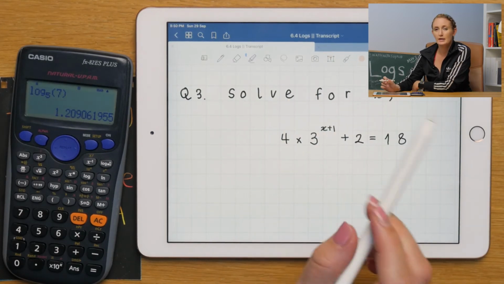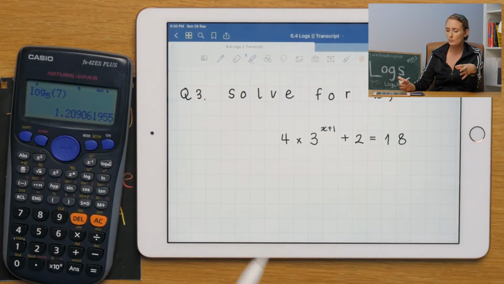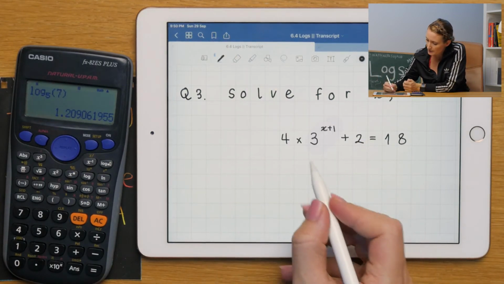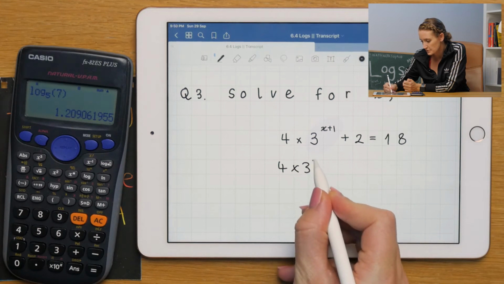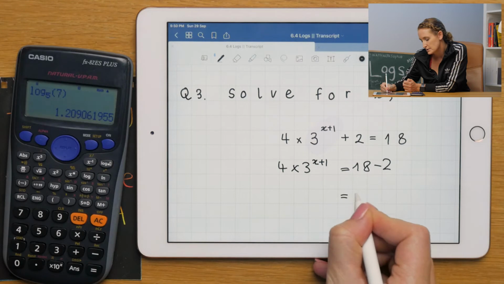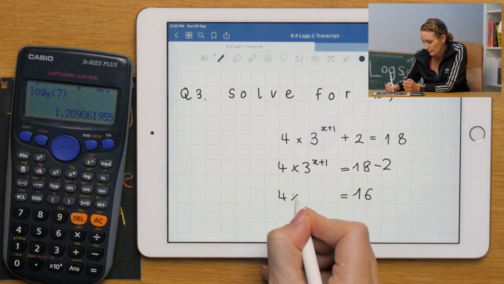In this situation, you're going to have the same method as the previous one. However, first you want to make this the subject. So what are we going to do? First we're going to move the plus 2 to the other side and make it a minus 2. So that's going to be 16.